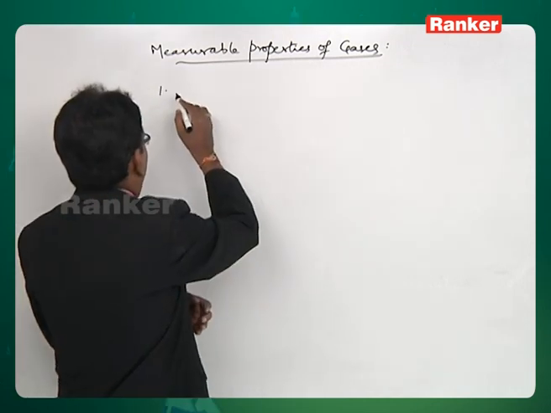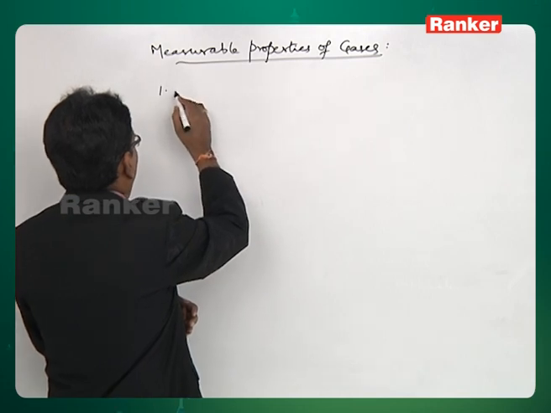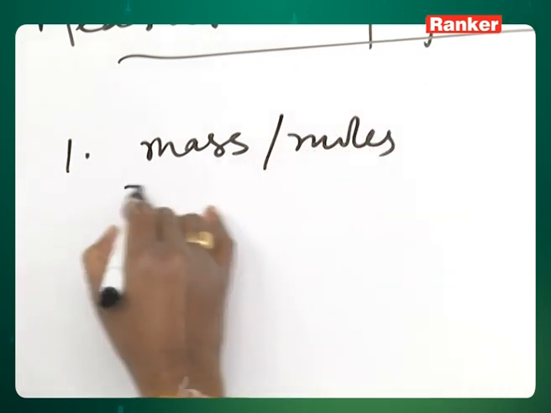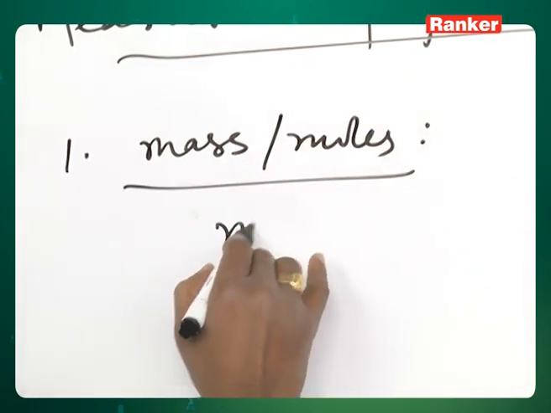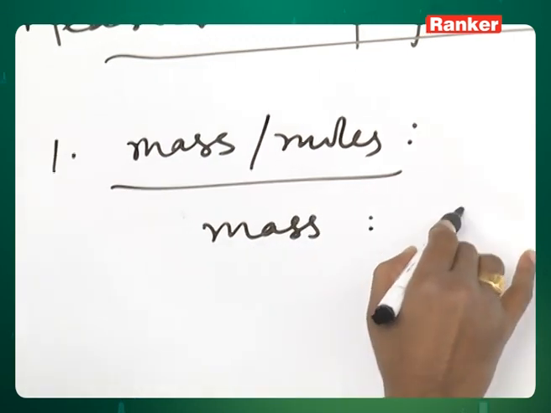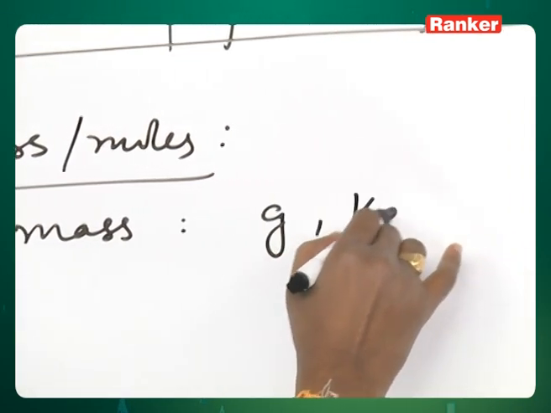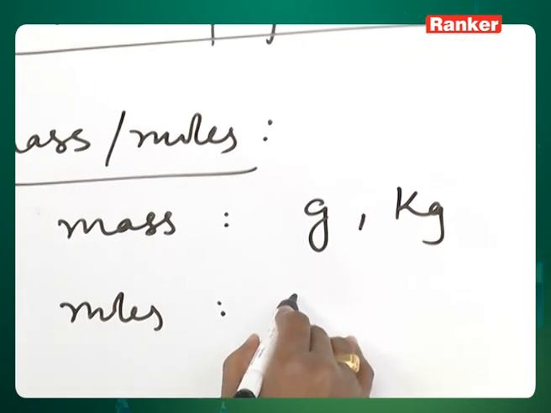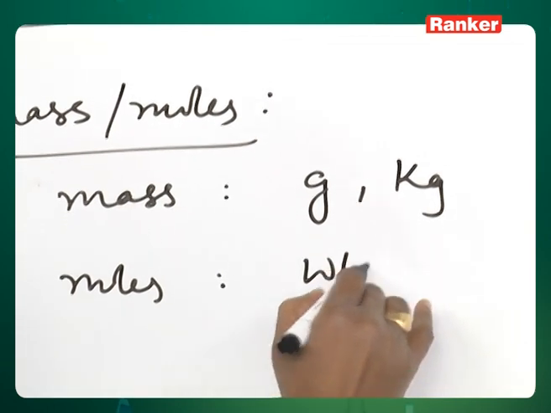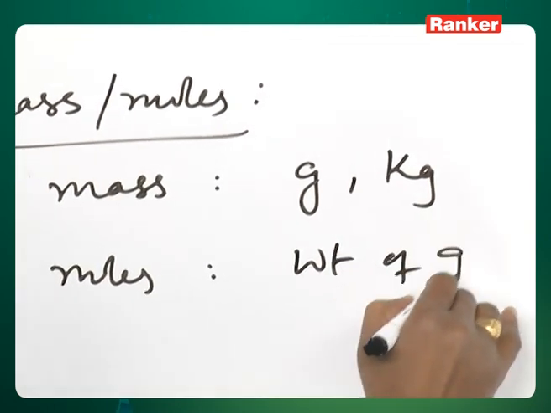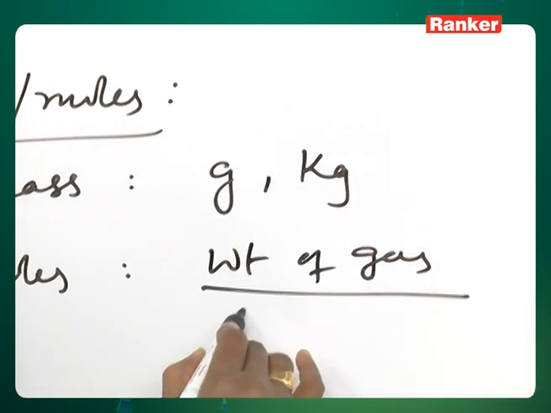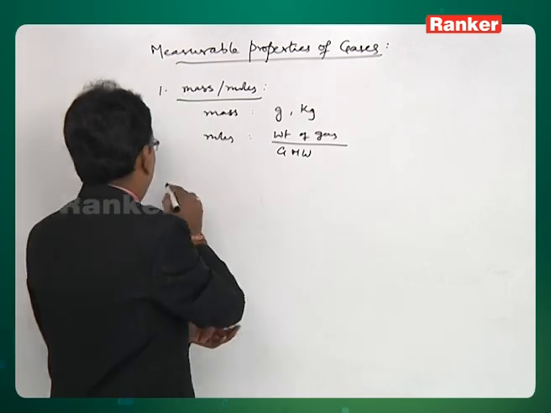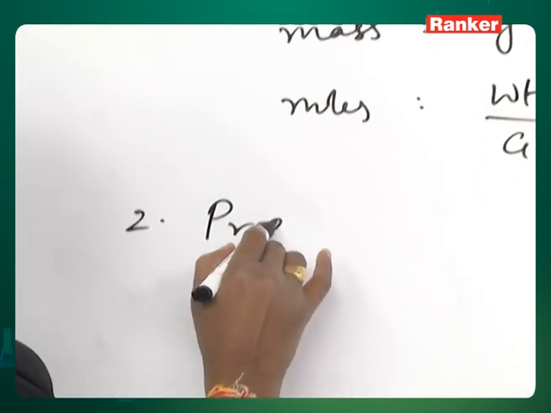To define the amount of substance, one is the mass of the gas and moles. Mass, as all of you know, I need not define anything. Mass we take in terms of grams or kilograms, and moles is equal to weight of the gas by gram molecular weight of the gas. This is what we all know. Then pressure.